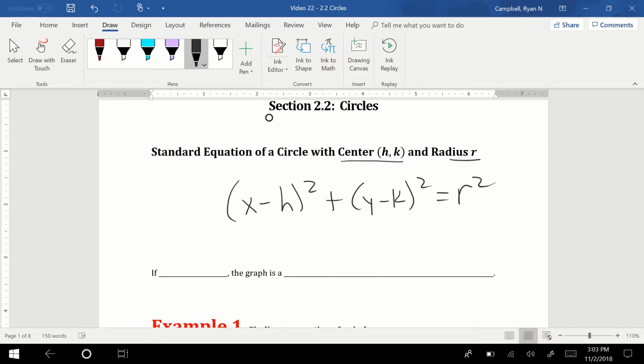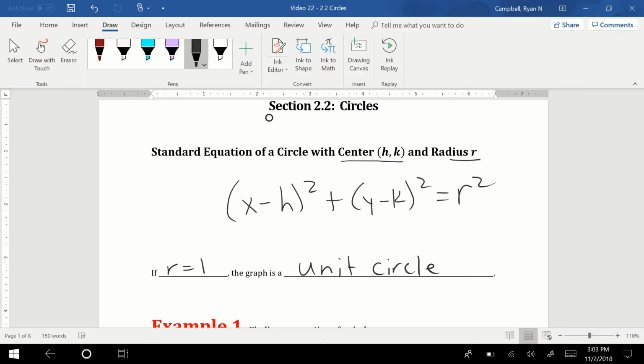So notice if r is equal to 1, what kind of graph do we have? If we have a radius of 1, we have talked about this in our trig classes, our lessons about trigonometry. So if r is equal to 1, what kind of graph is this? Remember, this is an equation of a circle, so we're going to call that the unit circle. Hopefully we all remember that. All right, this is it.